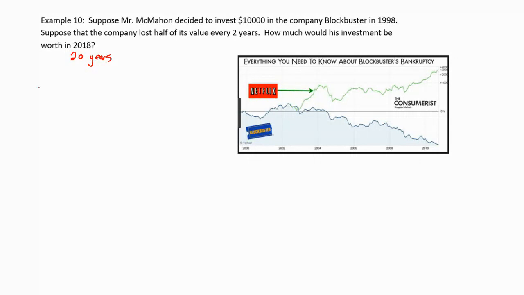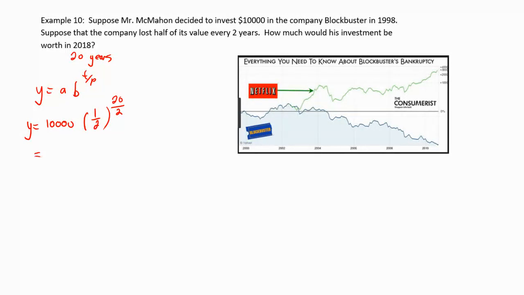Okay. We're still using our y equals a b to the t over p. So we want y equals 10,000. Now in this case, our base is going to be half. If it lost half its value, that means it's worth half of what it was every 2 years. So our exponent is going to be 20 over 2. It takes 2 years for this to happen, so time is 20. In other words, 20 divided by 2 is 10. It's halved its value 10 times over that time.